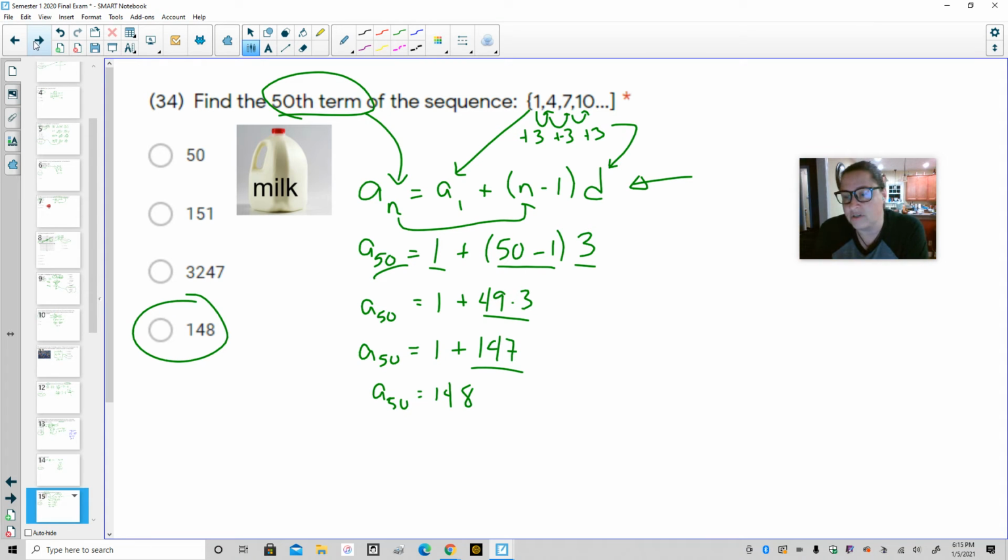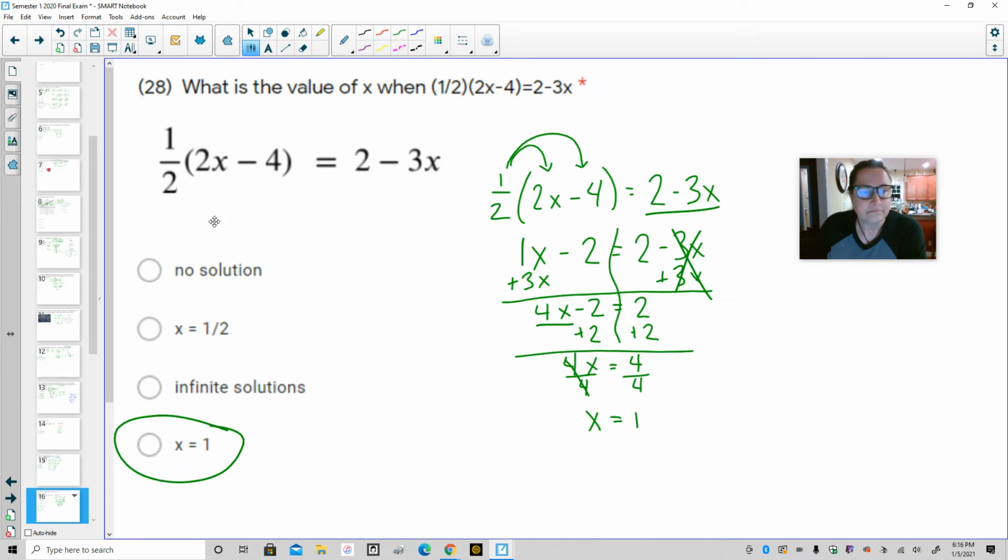So then I really just use my order of operations. So 1 plus 50 minus 1 is 49. 49 times 3 is 147. Add in that 1. And the 50th term in that sequence, if I kept counting up by threes, would be 148. So keep in mind that when you see this, if you haven't memorized this, which I don't know why you would unless you're a math teacher, you should look it up. It tells you. It would be right there in lesson 34.